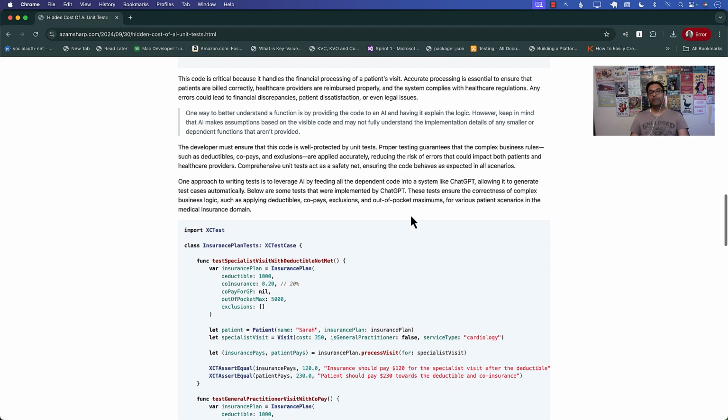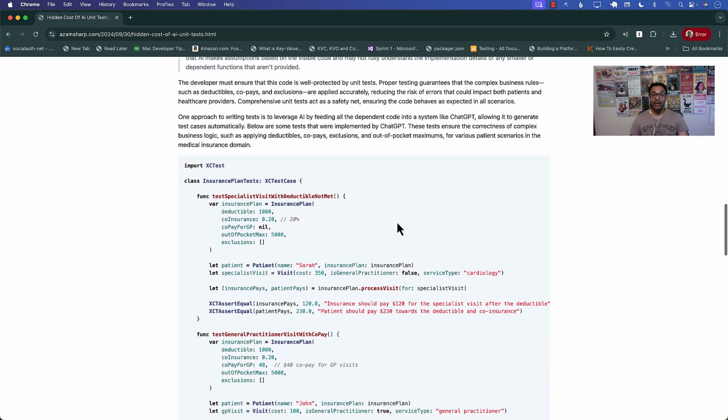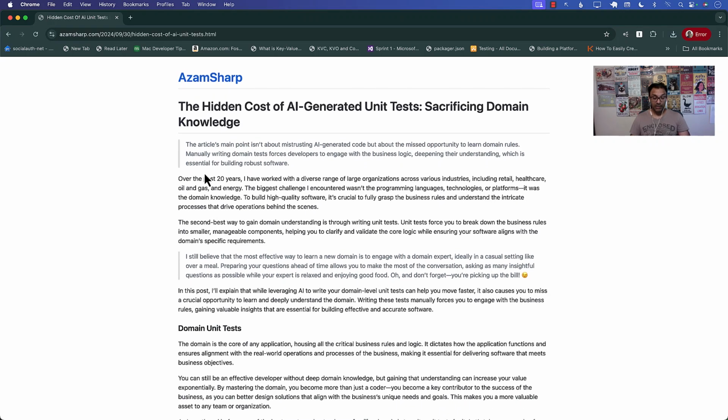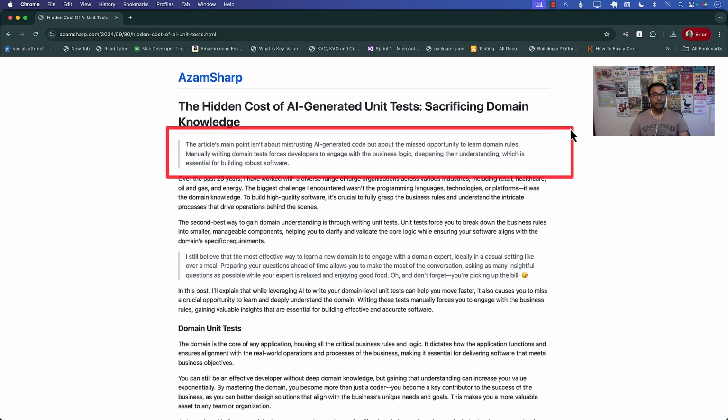All right? Nobody is questioning the validity of the test, by the way. I'm not saying that these tests are badly written by AI. Nobody is doing that. And it's actually literally the first paragraph. The main point of the article is not about mistrusting AI generated code. I use AI all the time. All right? But I'm very careful with things that I need to understand.